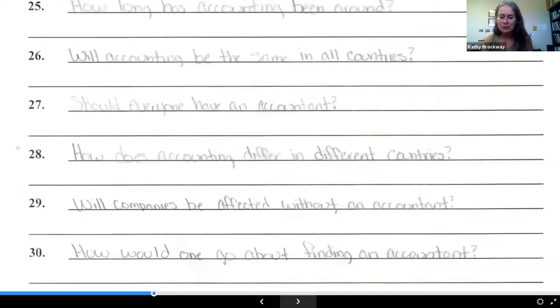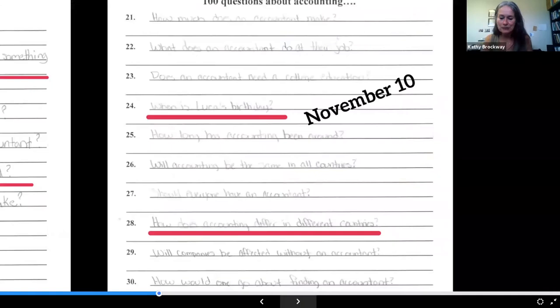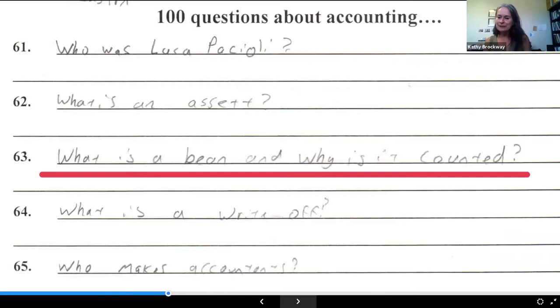And I thought this was great. In the global economy, how does accounting differ in different countries? It's absolutely a relevant, creative question. Again, you might look at this and say it's flippant. What is a bean and why is it counted? But interestingly enough, accountants are called bean counters, and there's a historical reason why. And so on a Friday this semester, we'll be talking about the history of that reference.